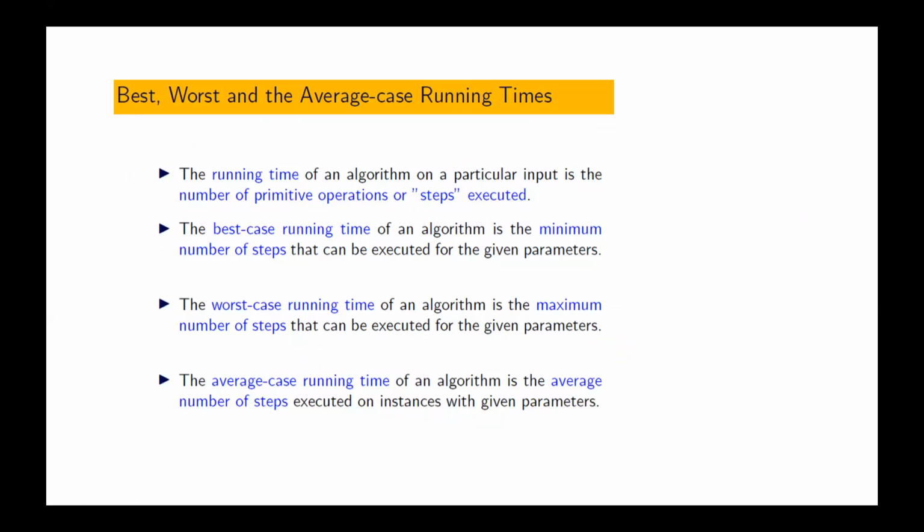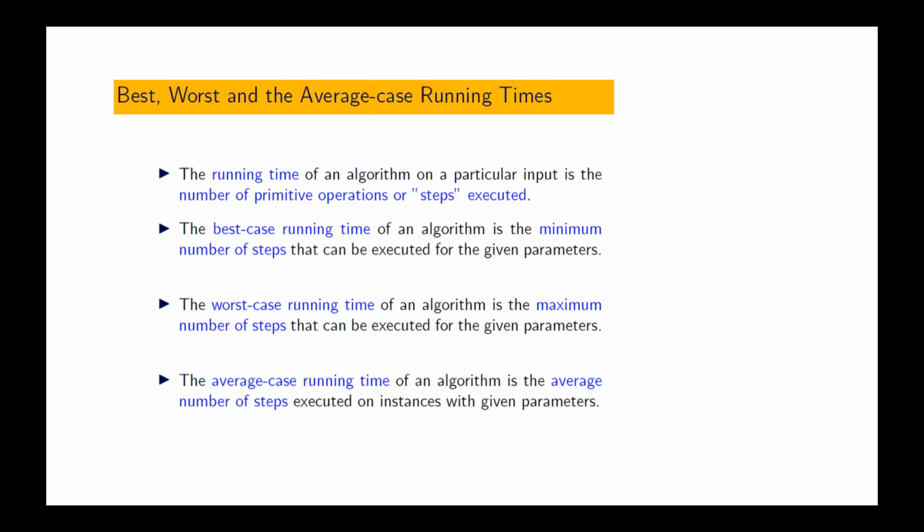What does the worst case running time denote? Given input size, say n, what is the maximum number of times that a basic operation is performed, or maximum number of operations performed in that algorithm for any input of size n?